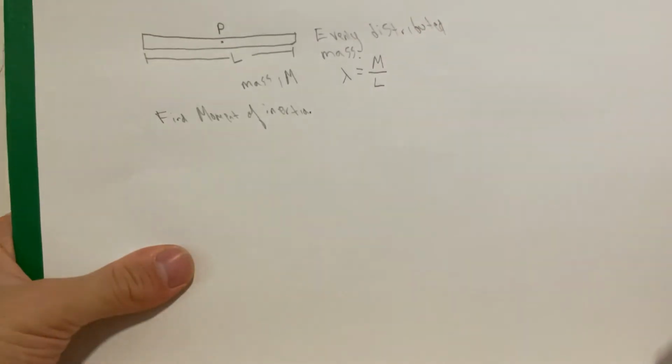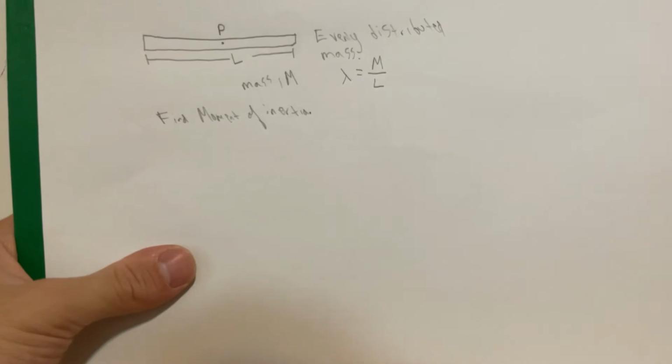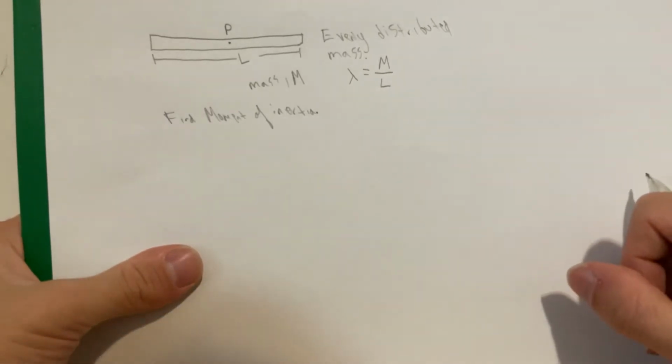What does that mean? It means that if you take a smaller piece of that wood of a certain length, in order to figure out how much mass is in that smaller piece, you take that length of the piece of wood, multiply it by this linear mass density, and that gives you the total mass of that piece of wood. We're going to use that later.